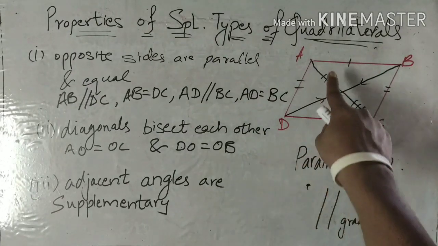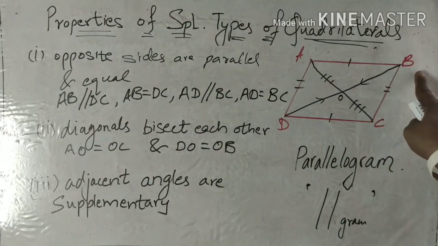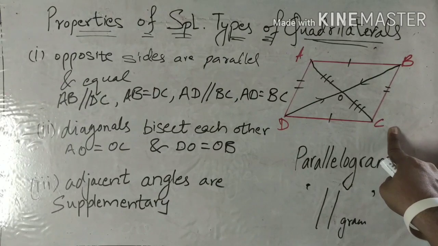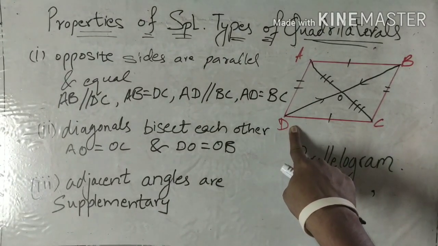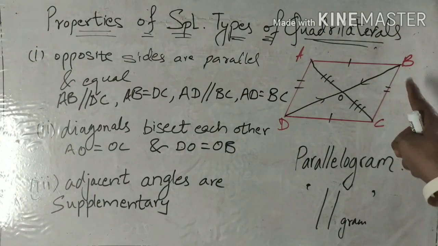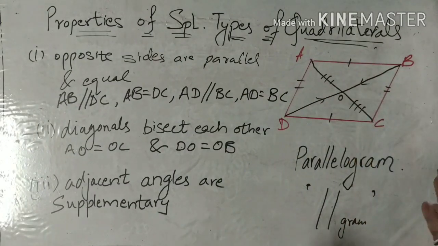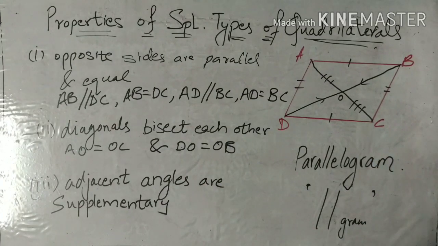That means if I add angle A and angle B, the sum would be 180. If I add angle B and angle C, the sum would be 180. If I add angle C and D, the sum will be 180. Same for A and D as well. Any pair of adjacent angles you take, they are supplementary. That means when you add their magnitudes, their sum will be 180 degrees.